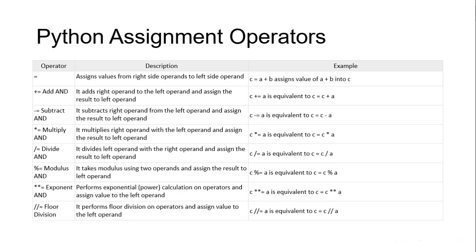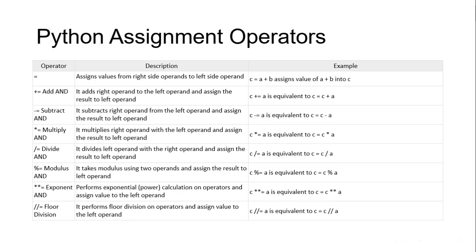We have equal to, which means we are assigning the right hand side value to the left hand side. Then we have plus equal to, which means add and assign the values. If we want to perform an operation with the variable, we can write c plus equal to a. That means c equal to c plus a. So we can write it in short as c plus equal to a.